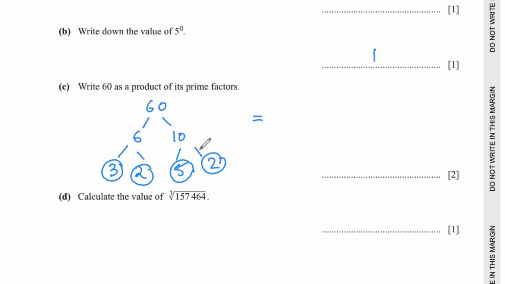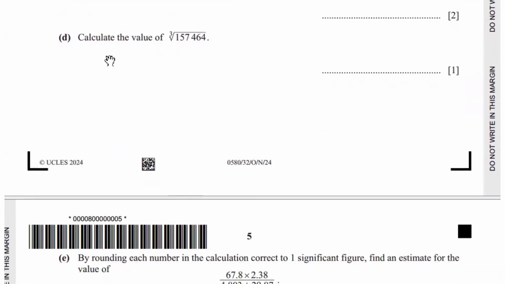So we combine the similar ones. So it's 2 squared times 3 times 5. This is 60 as a product of its prime factors. Then calculate the value of the cube root of 157464. So plug this in the calculator and you should get the value of 54.